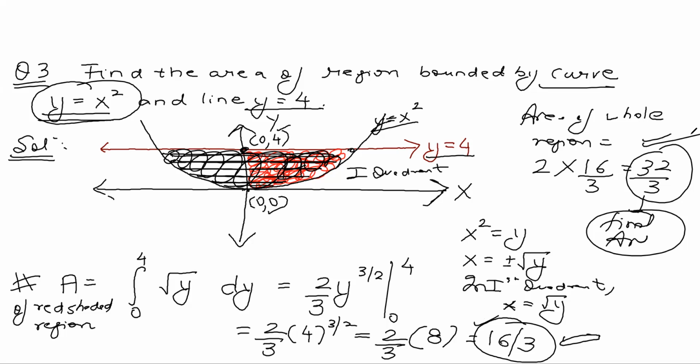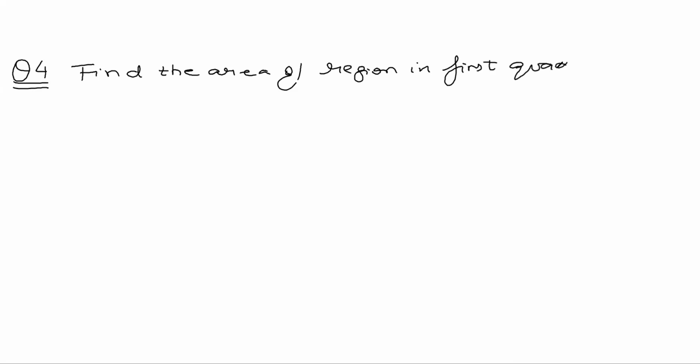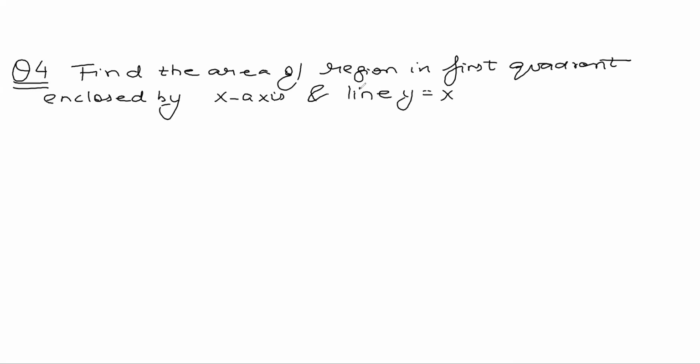Now we move forward to the next question, question 4. So find the area of the region in the first quadrant. Find the area of the region in the first quadrant enclosed by the x-axis and the line y equal to x and the circle x square plus y square equal to 32.